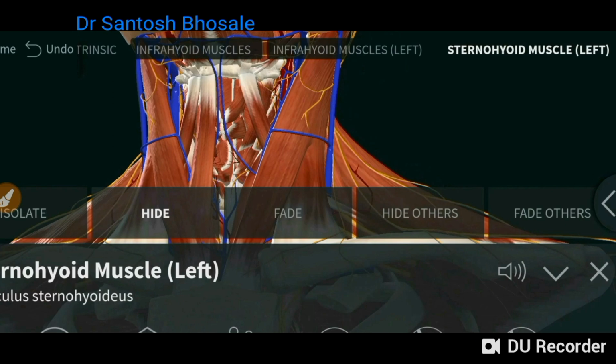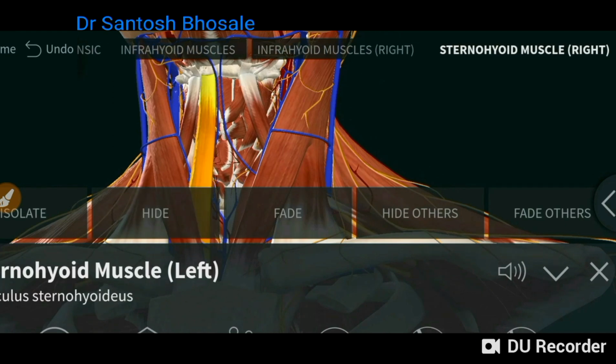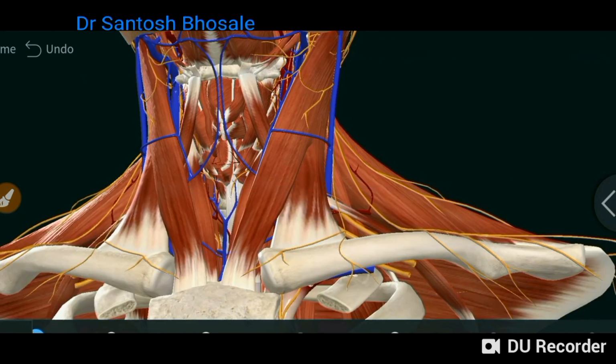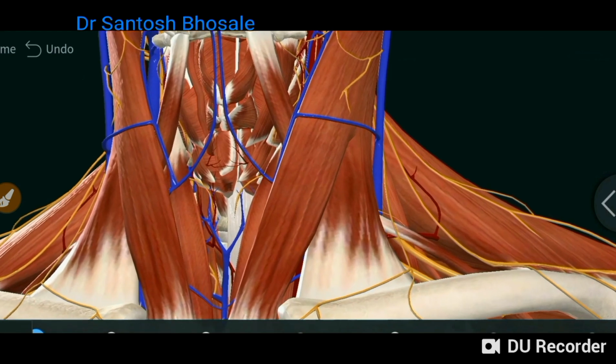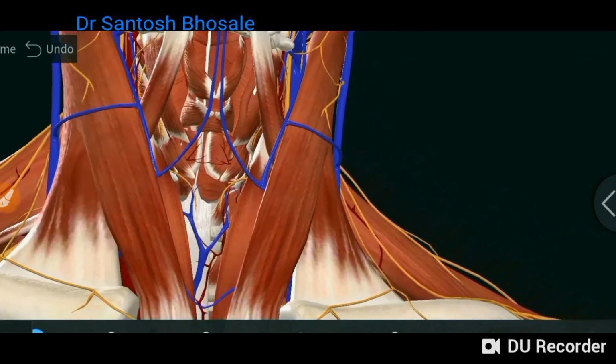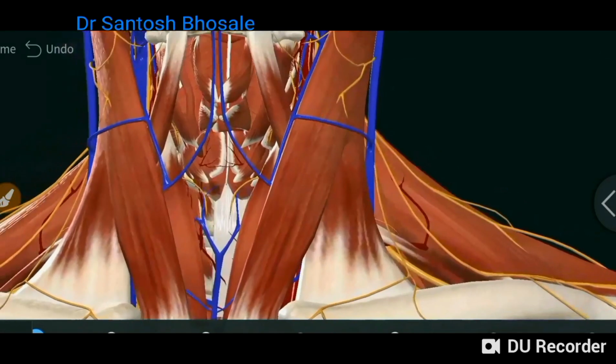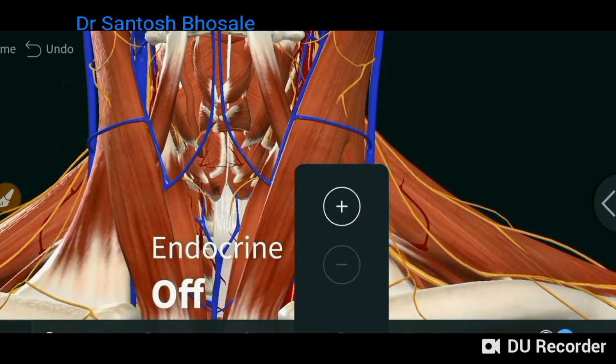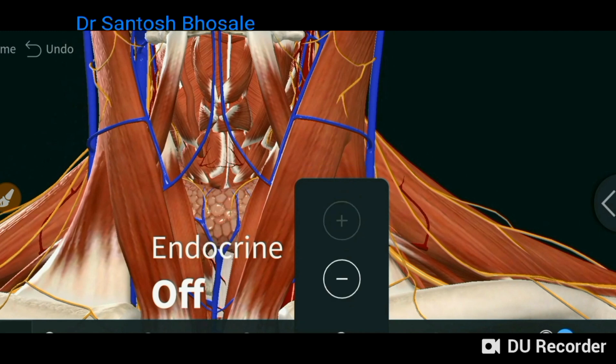That is the sternohyoid muscle, forming the floor of the muscular triangle. Sternohyoid comes from the posterior surface of the manubrium above the sternothyroid muscle. Sternohyoid is superficial and converging. It inserts into the body of the hyoid, whereas sternothyroid is deep and diverging. You can remember D and D for sternothyroid. So hyoid is above, thyroid is below.